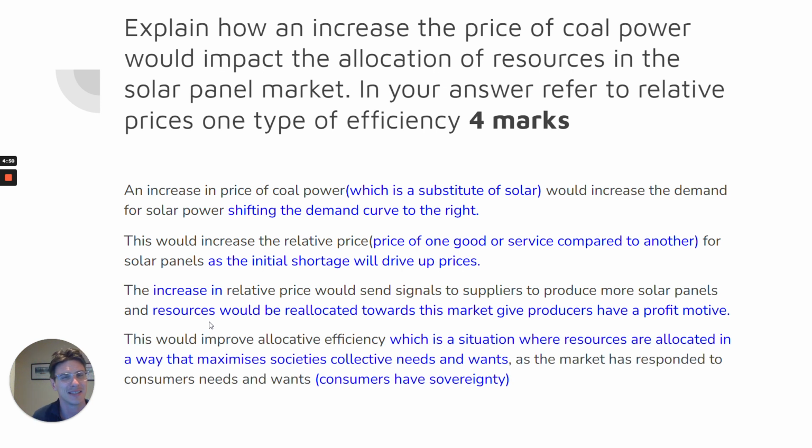And finally, we need to delve a little bit deeper into allocative efficiency. So what is allocative efficiency? It's a situation where resources are allocated in a way that best maximizes society's needs and wants. It's a situation where we can't make anyone better off without making anyone else worse off. So some little mini definition of what the efficiency that you choose is. And I also just put a little bit here at the end about consumers having sovereignty in this situation, because ultimately the market has provided them with what they want.